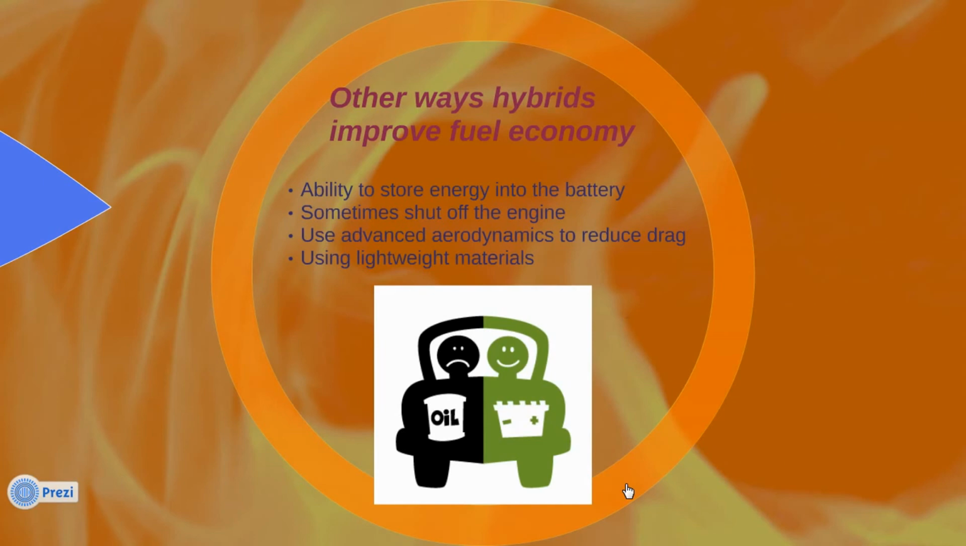Also, it uses advanced aerodynamics to reduce drag. When you're driving on the freeway, most of the work your engine does is pushing the car through the air. The force is known as aerodynamic drag. It can use less energy to accelerate the car when the frontal area of the car is reduced. And finally, hybrid cars use lightweight materials, such as carbon fiber, aluminum, and magnesium, to reduce weight and energy use. And that's it.